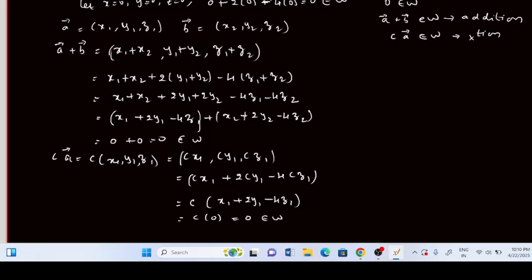So all the three conditions are satisfied. You can see here 0 belongs to W. If we add A plus B, we get that it belongs to W. Then scalar multiplication belongs to W. Hence x, y, z for the equation x plus 2y minus 4z equal to 0 is a subspace.